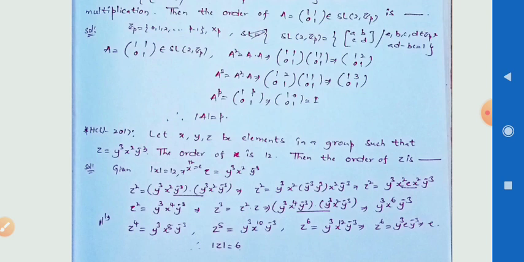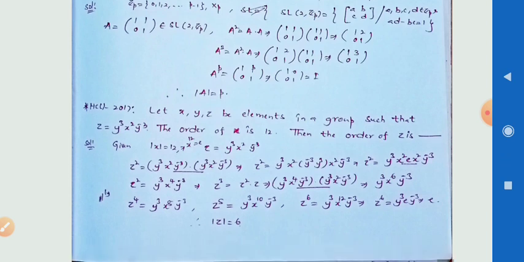Here the question was asked in 2017 at Hyderabad Central University. Let x, y, z be elements in a group such that z is equal to y cube x square y power minus 3. The order of x is 12. Then the order of z is? Here the given condition is z equals y cube into x square y power minus 3, and the order of x is 12, then we have to find the order of z. On solving, we get the value 6.